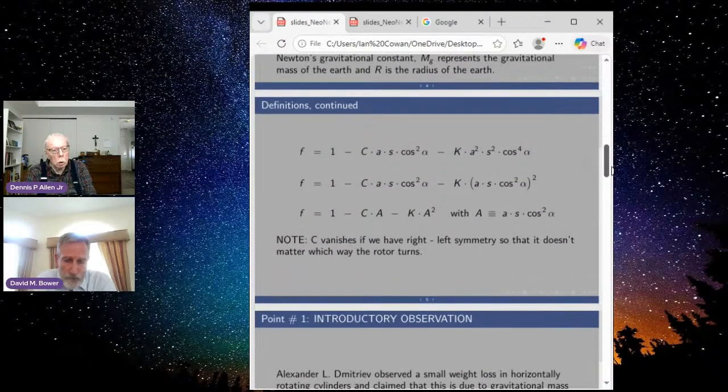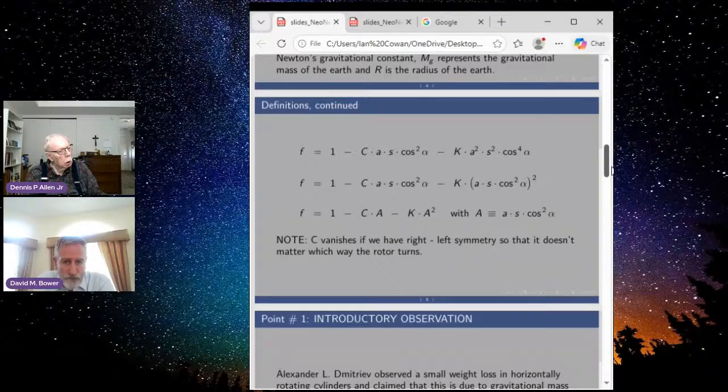Now here we have the mass change function, or F. Dennis, is that what you call it, the mass change function? Yes, that's right, David. Mass change function. Okay, so I like to be perfectly clear in my equations, so I've written it 3 different ways, and it's pretty obvious what I'm doing here. C and K are just constants. A, S, and alpha I've described already. Then I've just regrouped them and let A represent A times S times cosine square of alpha.